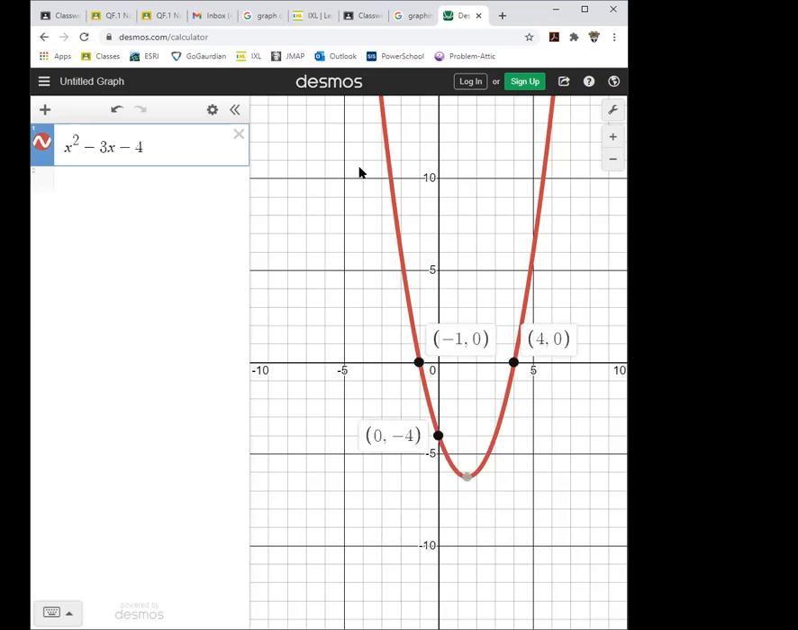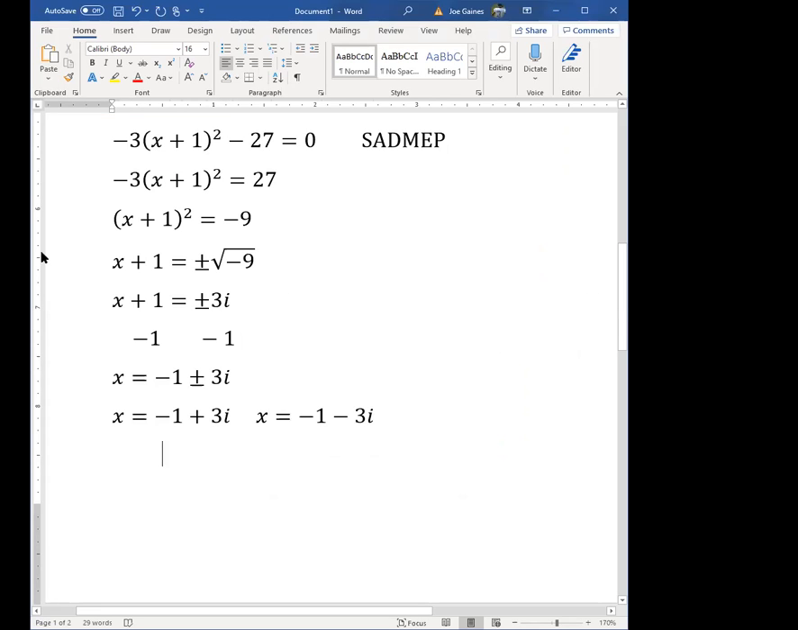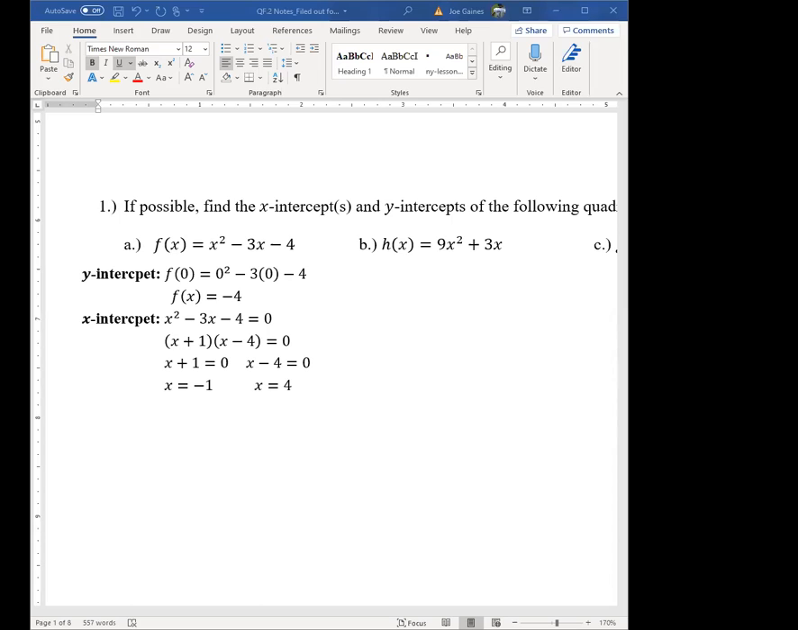So in order to find the y-intercept, we want to substitute in 0 for x. To find the x-intercepts, we substitute in 0 for y, or essentially set the equation equal to 0, and then solve. Let's go ahead and take a look at another example.